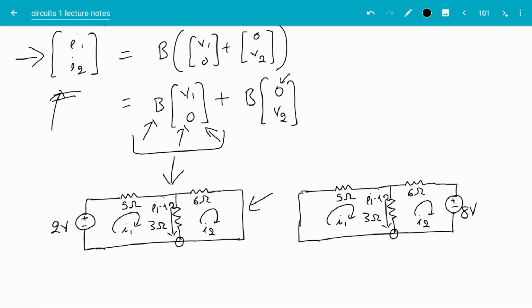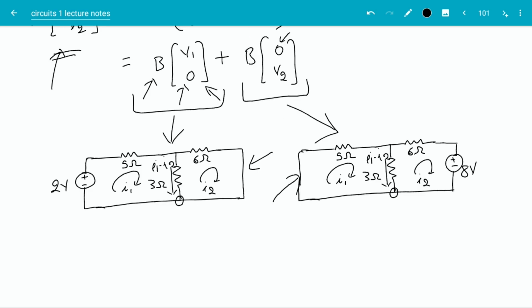Note that the voltage V2 is set to 0, and the second term represents the current in this circuit, and note that the voltage V1 in this is set to 0. So you first set V2 to 0, find all the currents, set V1 to 0, find all the currents, and in each branch you sum up the currents obtained from these two circuits, and that would be the currents in the original circuit. And this is what the superposition method is.